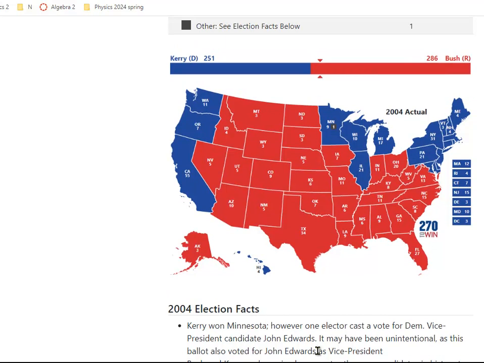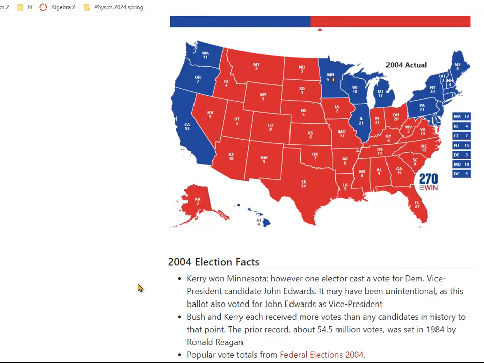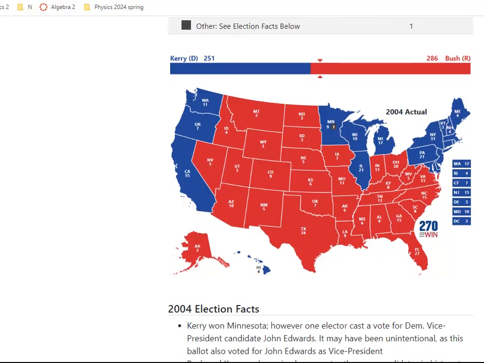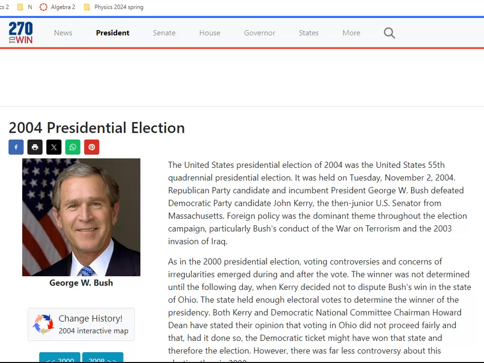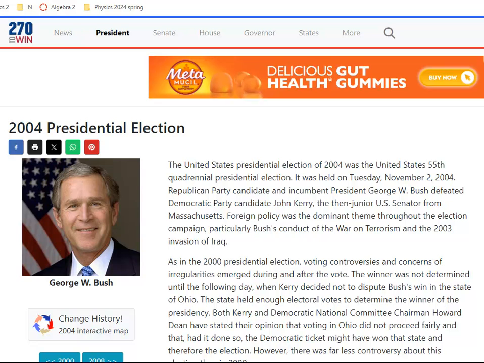And I don't know exactly what happened in... Oh, yes, you can read up on that, what actually happened in Minnesota. I think it's called an unfaithful elector that actually voted for his running mate, John Edwards, instead of John Kerry. Okay, anyway, that's the 2008. No, I'm sorry, the 2004. And I'm going to move on to the 1980 election. Give myself a break, though.